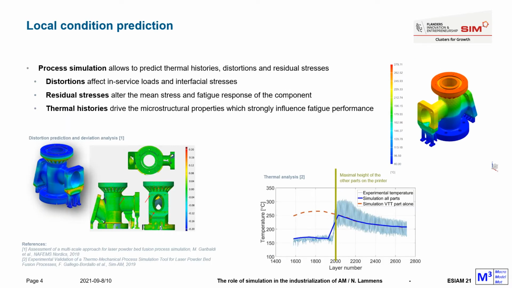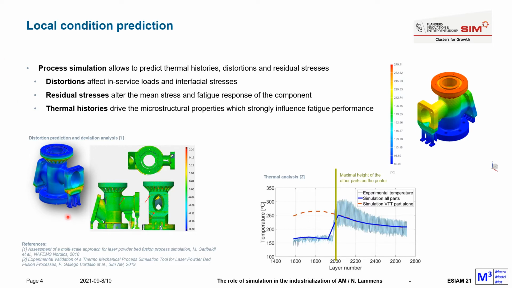The first step in predicting the local material condition is to perform a so-called process simulation. In that simulation, we predict the thermal histories, the distortions, and the residual stresses in the component, starting from the process parameters used during printing. Predicting distortions is important because they can affect the orientation of in-service loads, as well as generate interfacial stresses when the component is mated to another component.